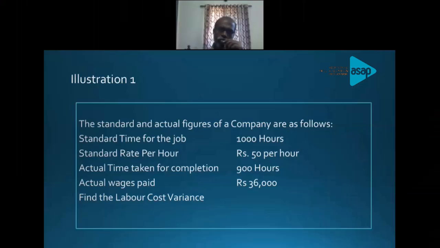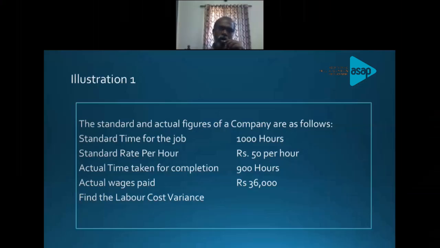You are required to calculate the labor cost variance. What are the figures? We have standard time, it is given as 1000. Standard rate 50 per hour. Actual time taken for the completion is 900 hours. Actual wages paid is 36,000. You are required to calculate the labor cost variance.